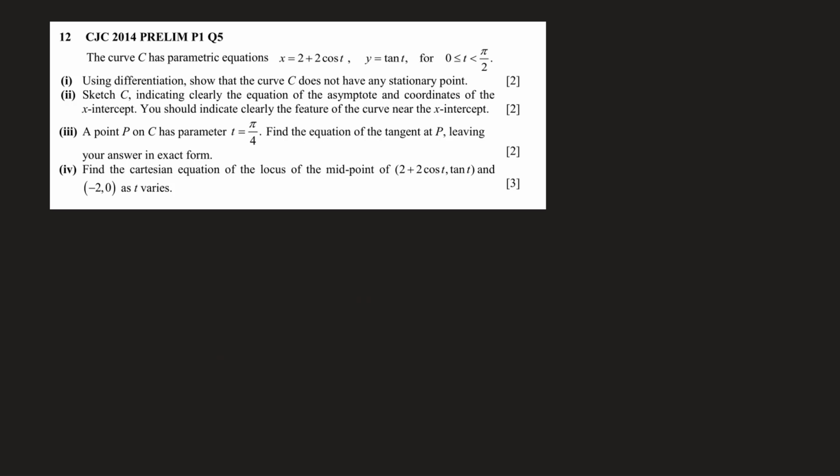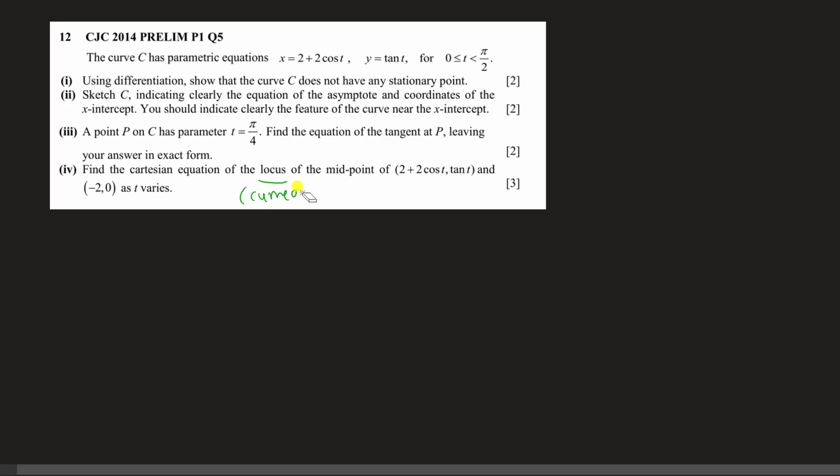So final part, find the Cartesian equation of the locus of the midpoint of this coordinate and -2, 0 as t varies. This might seem very convoluted at first. Sometimes they can say, find the equation of the curve traced by the midpoint of this and this.